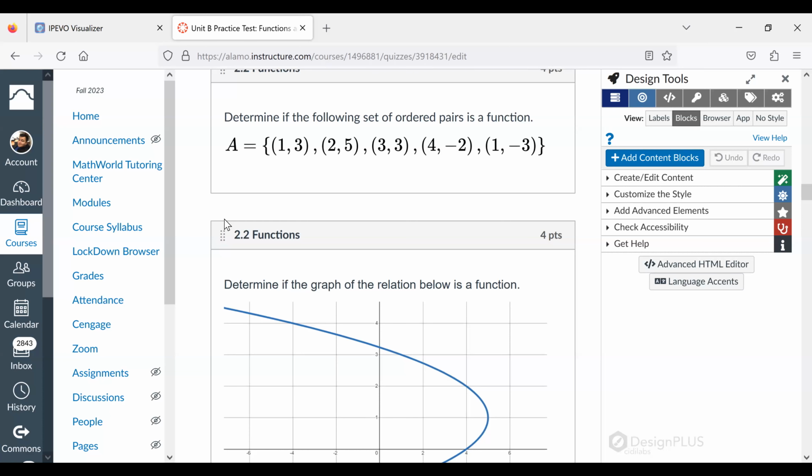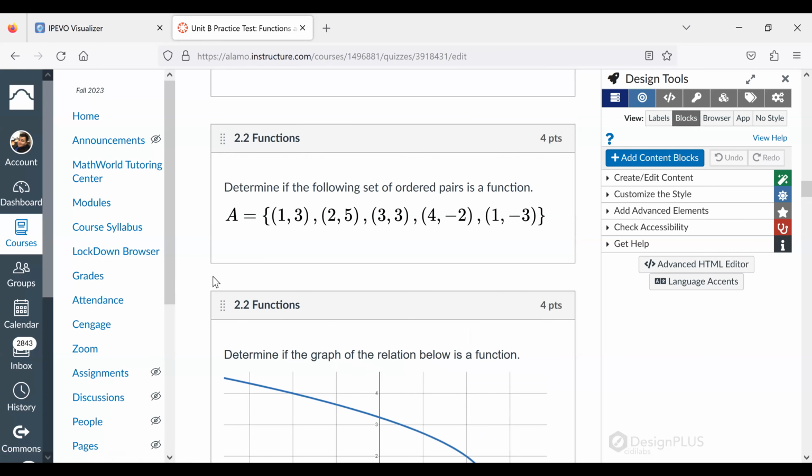No, right? Why is it not a function? Yeah, the one goes to two different points. The one is mapped to 3 and -3. So that's a problem. So this violates the definition of a function.